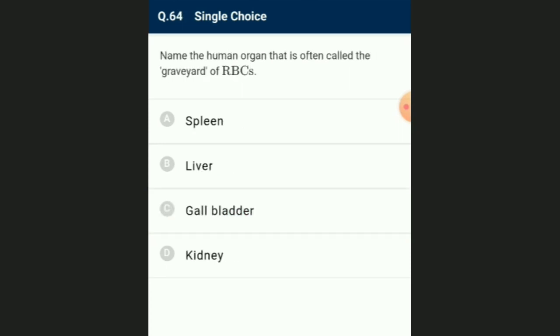Question number 64. Name the human organ that is often called the graveyard of RBC. Erythrocytes, or red blood cells, are the most prevalent cells in the blood. A healthy adult possesses approximately 4.5 to 5.5 million RBC per cubic mm of blood. Here, the spleen is commonly called the graveyard of RBC. So the answer for this question is option A, spleen.